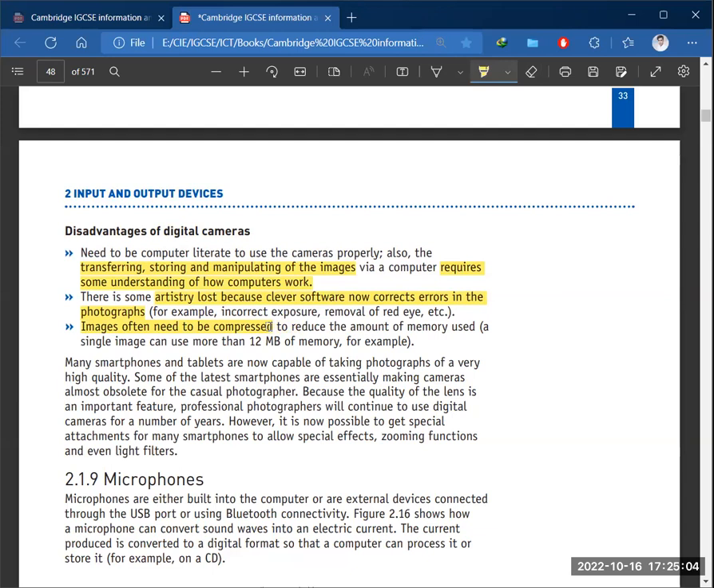For example, should I read it? No, don't read that one. Okay, let's stop here. Now, what are we understanding from this, Sarah? What are the disadvantages of a camera?